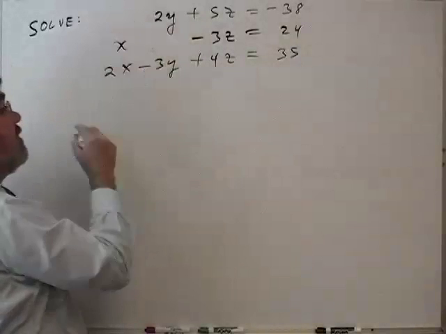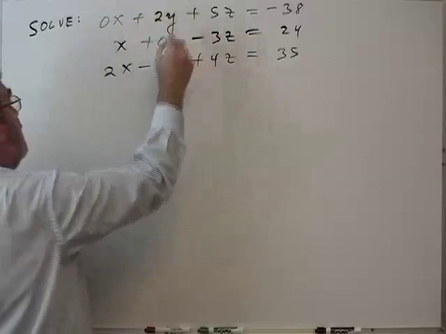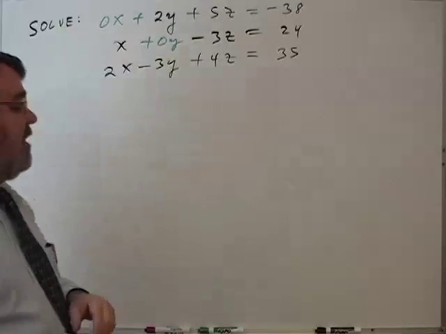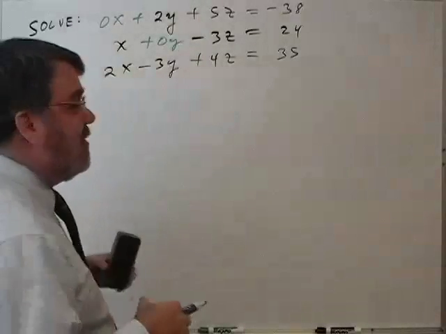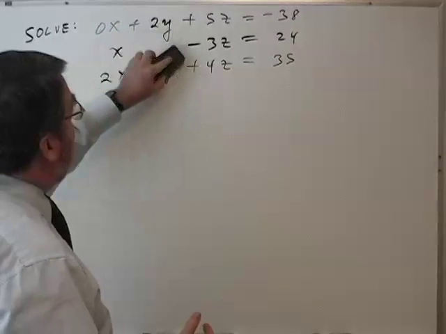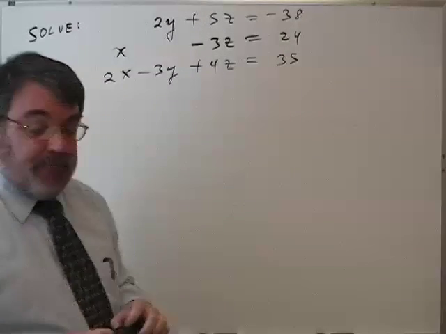Now, you don't have to write this, but that's pretty much what's going on. It's like 0x plus 2y. We normally don't write those in, but there's nothing mysterious about having gaps in the equation. It just means that there are some zero terms in it. All right, so how should we proceed?